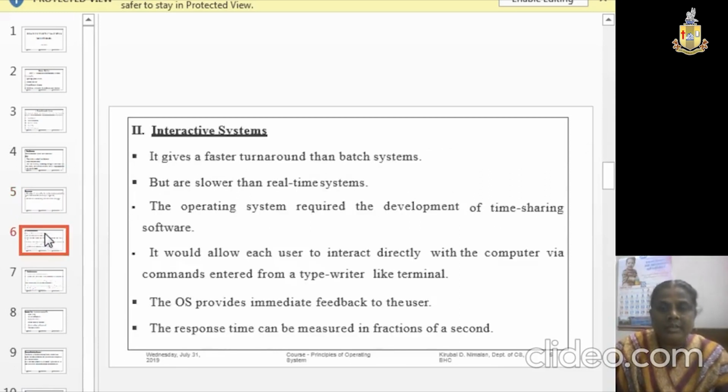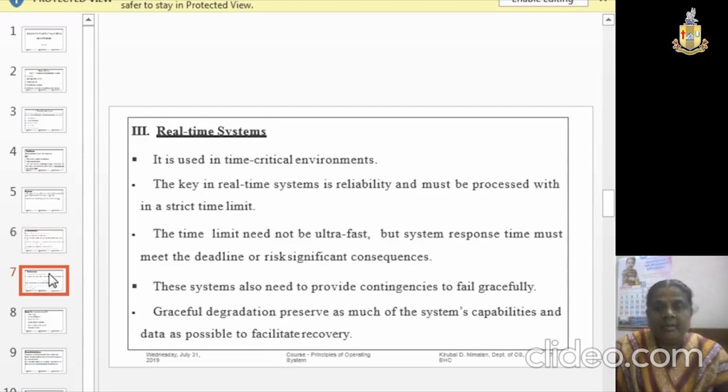The next one is the interactive system. This gives a faster turnaround than the batch systems. They are slower than the real-time systems, and the operating system required time sharing software for the interactive systems. With the help of this time sharing software, the users were able to interact directly with the computer systems, and the operating system immediately provided response or feedback to the inquiry of the user. The response time can be measured in fractions of a second.